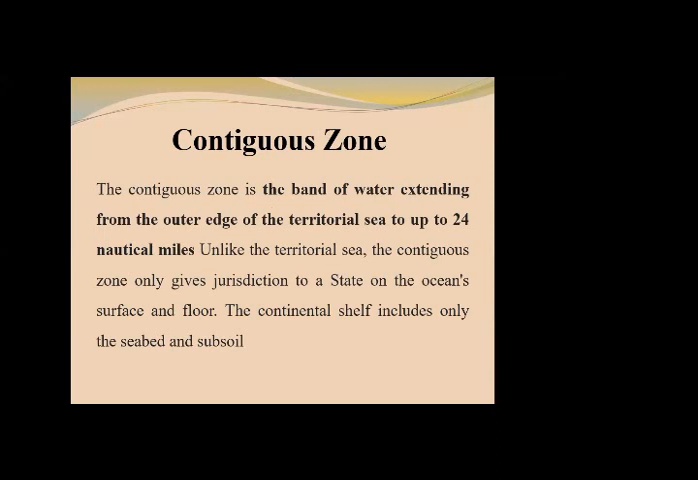Now, once you go there, unlike the territorial water, the contiguous zone only gives resources to the state on the ocean surface and flow. Now, what is missing? In the ocean, you have the surface, the column of water and the floor. The middle part is missing here. The surface is under us, the floor is under us, and when the floor comes, seabed and subsoil all come under us. But the column of water is not for us. So that is actually the contiguous zone.